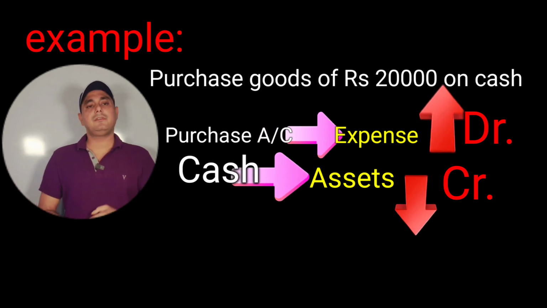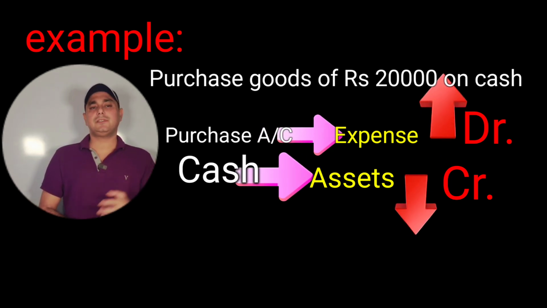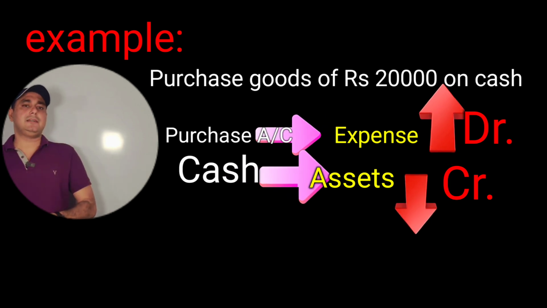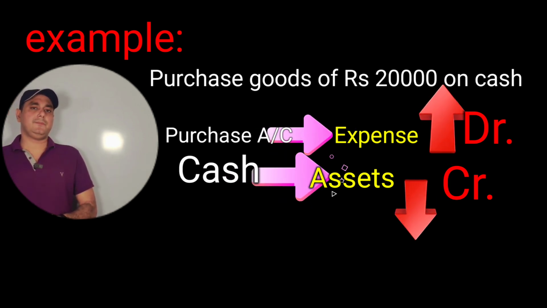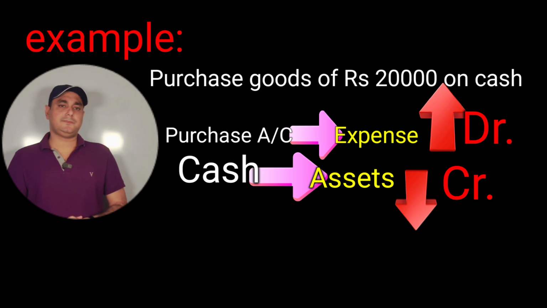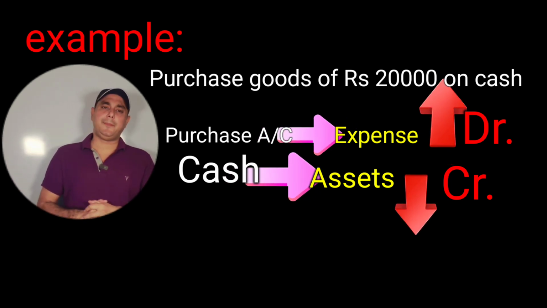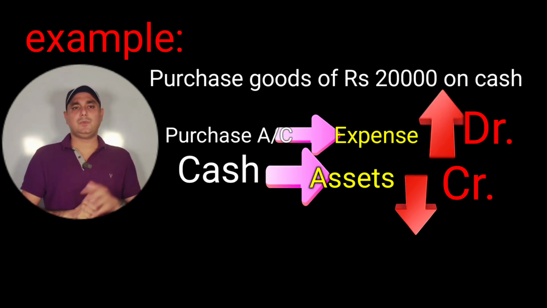In the same manner, we will record the sales and other transactions of the business. You just need to categorize the transactions, actually the aspects of the transactions, into 5 categories: assets, liabilities, revenue, expenses, and capital. And you need to apply the rule.